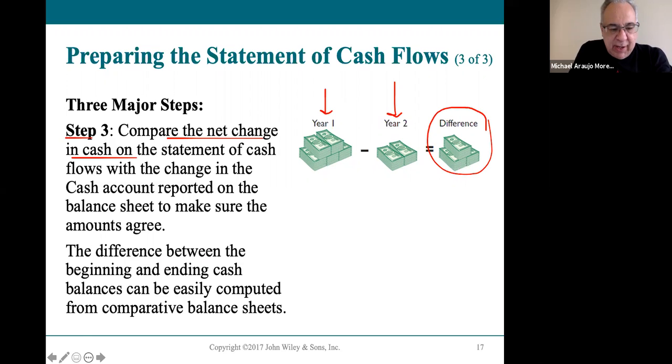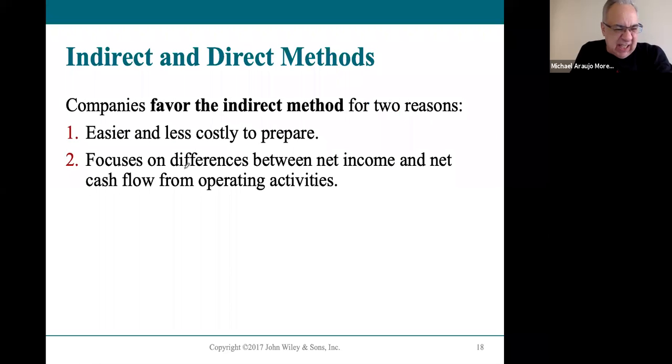And that's something that you're going to get out of this. Lots of interesting things. We use the indirect method for a number of reasons. Probably the most important to everyone is it's easier. It's also less costly for companies to prepare.